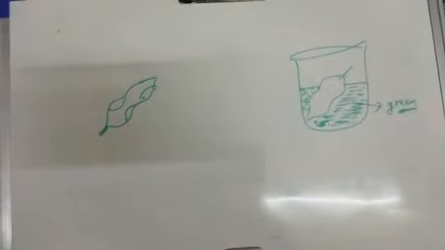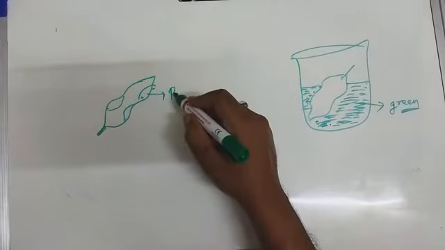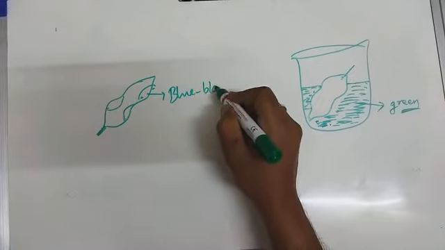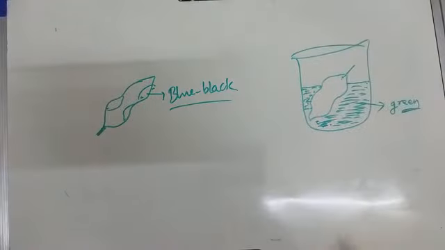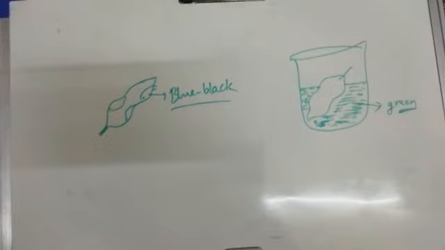When you keep this leaf in dilute iodine solution, earlier wherever the green color was present, it will turn blue-black. The appearance of blue-black indicates that starch is present there. In other areas, starch is not present. Why is starch present there? Because of photosynthesis, the stored form of carbohydrate, that is starch, is made in that green color area.